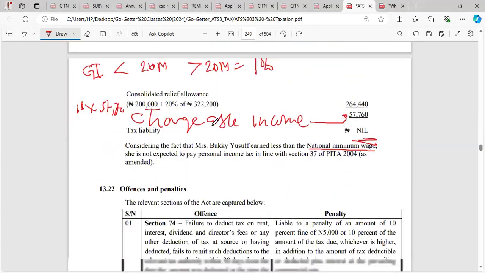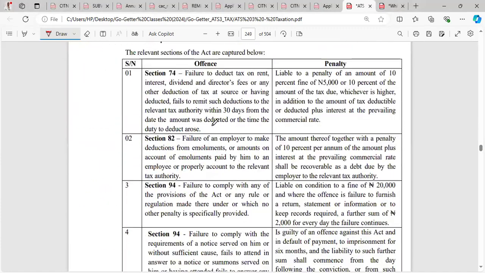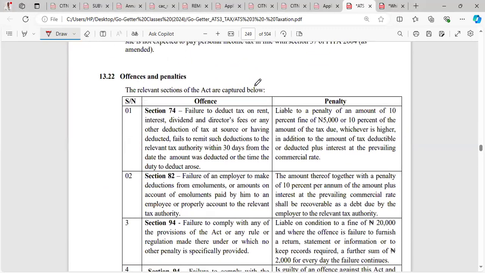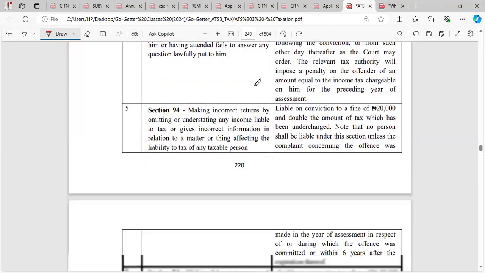All right. So at your own time, I would like you to read the offenses and penalties for failing to file tax and all that. I want you to read them on your own.